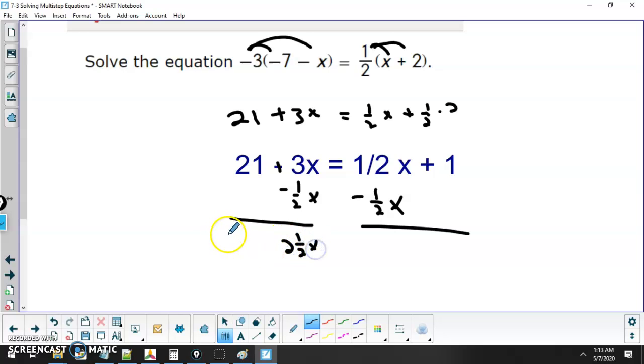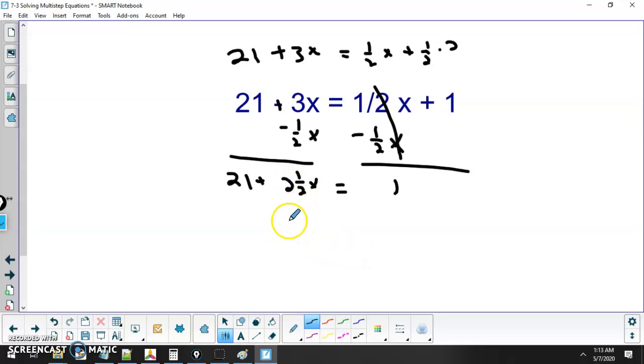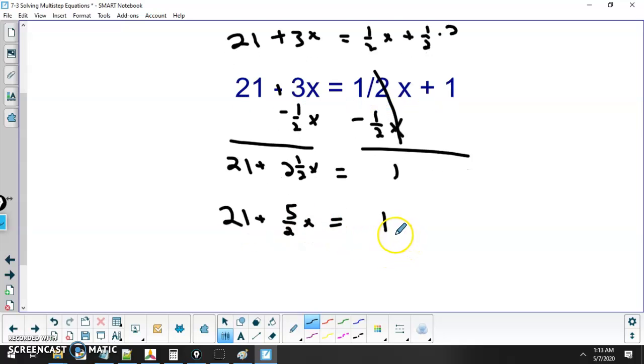And typically speaking, I'm only doing that because I can do that easier mentally. It's actually probably better to work with it as an improper fraction. And so that's exactly what I'm going to do in the next step. I'm going to take 2.5x and make it into an improper fraction, 5/2 x. Okay? So we have 21 plus 5/2 x equals 1.